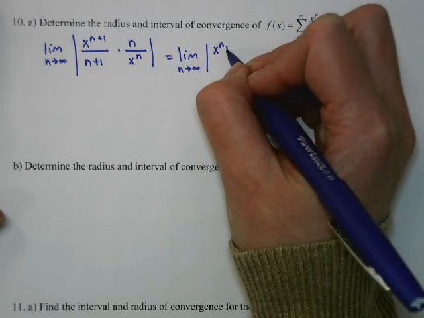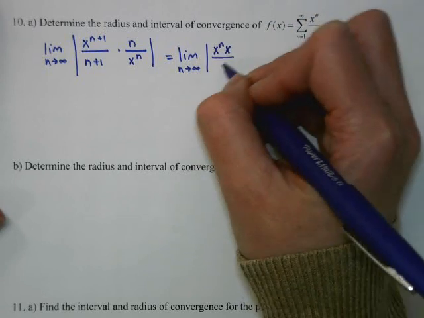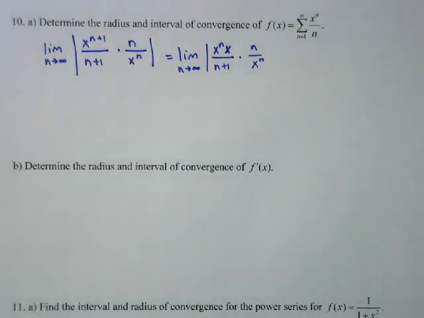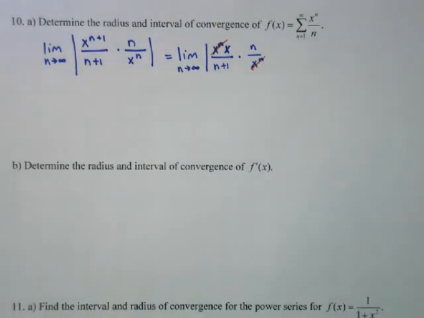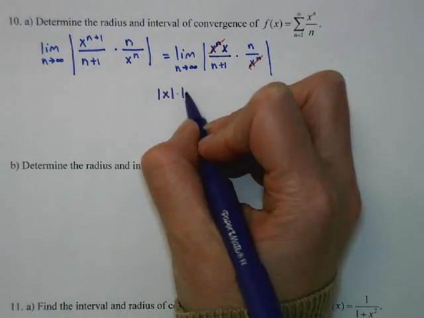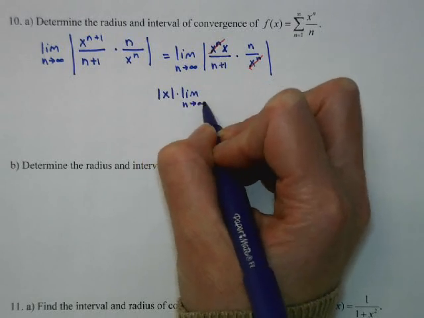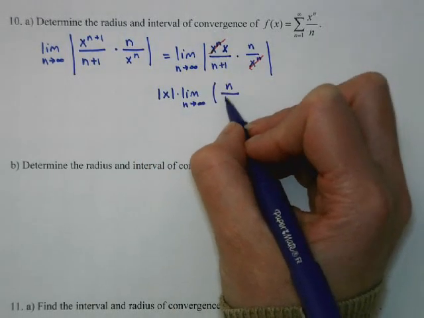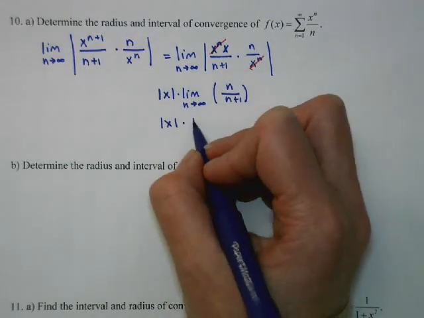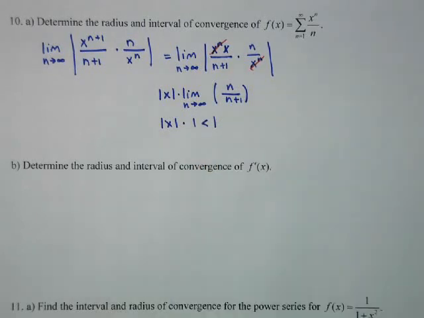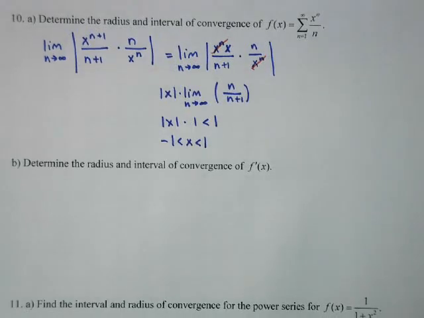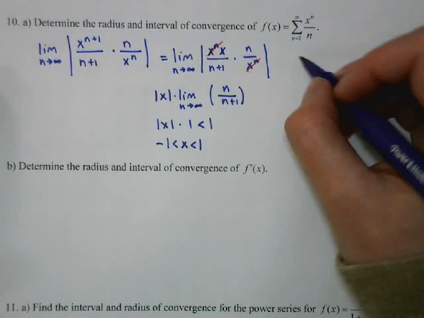So x to the n times x over n plus 1 times n over x to the n. Pull out the x, which leaves me with n over n plus 1. So the absolute value of x times 1, that limit is 1, is less than 1. So negative 1 is less than x is less than 1. So let's test the endpoints.